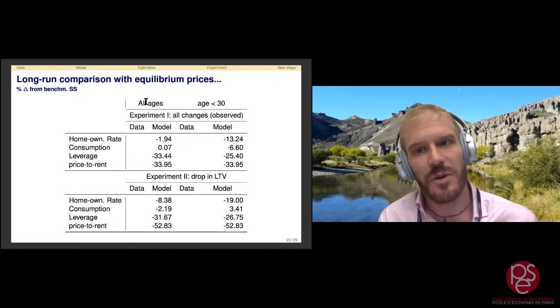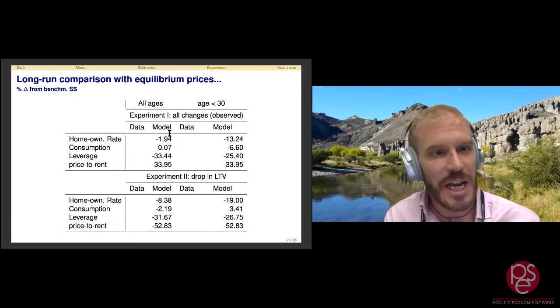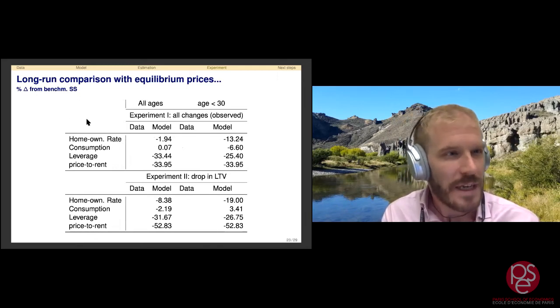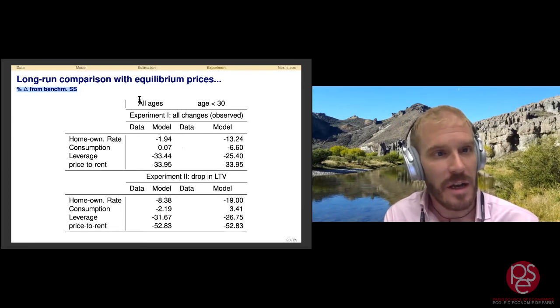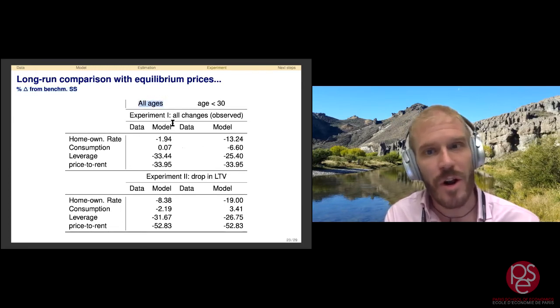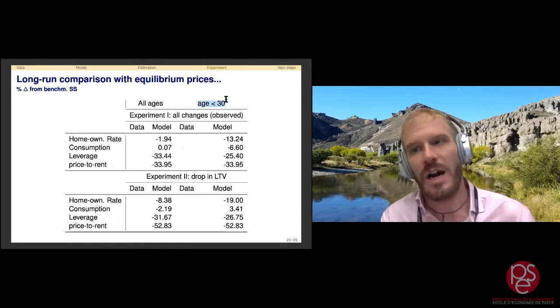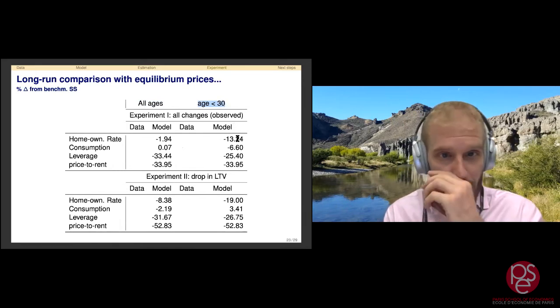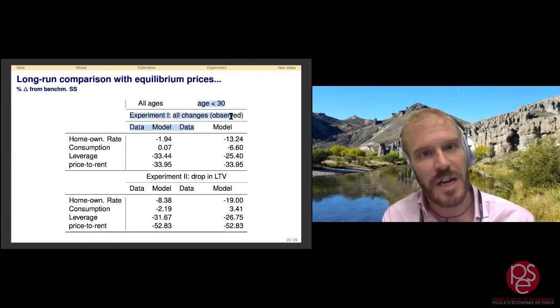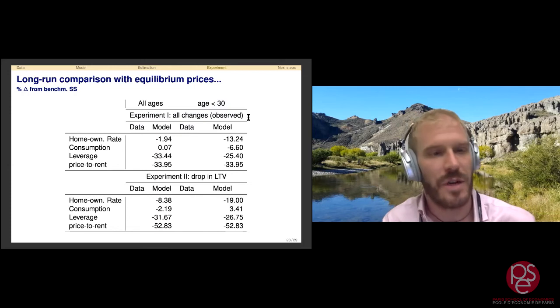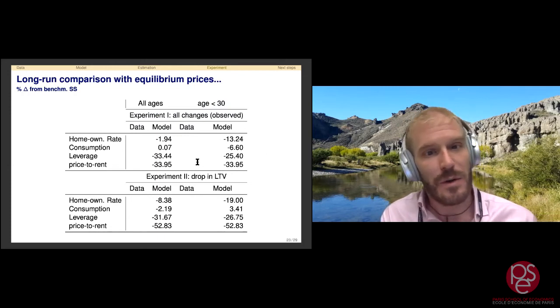So what I'm showing you here is the percentage change from the benchmark steady state for some moments in the model. On the left column, the moment for all ages, and on the right column, the moment conditional on households being below 30, right? So as I was saying, the top panel is the experiment where all changes are implemented in the model, as observed in the data.